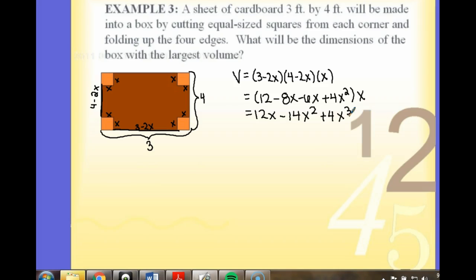So volume is cubic. I get a cubic function. Kind of makes sense, right? Derive it. What am I going to get? 12 minus 28x plus 12x squared. So cubic becomes a quadratic. What would I do to make this problem easier? Divide by 4.